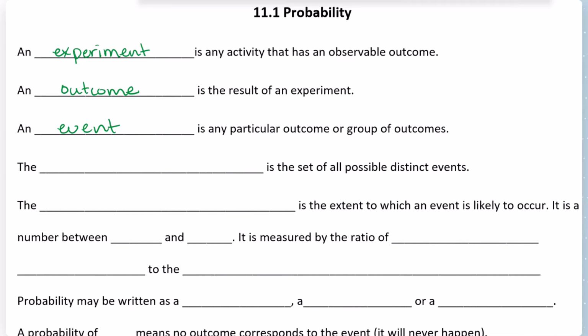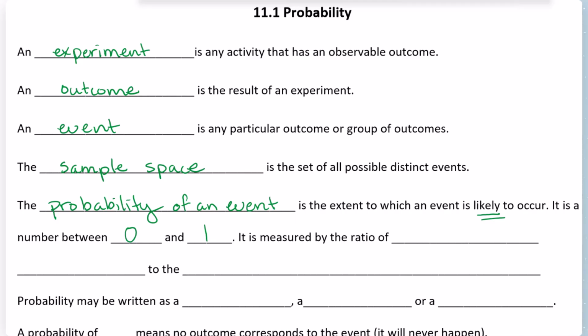Now, within the events, we're also going to start discussing a sample space. So a sample space is the set of all possible distinct events that we're looking at in a given context or in a problem. The probability of an event is the extent to which an event is likely to occur.